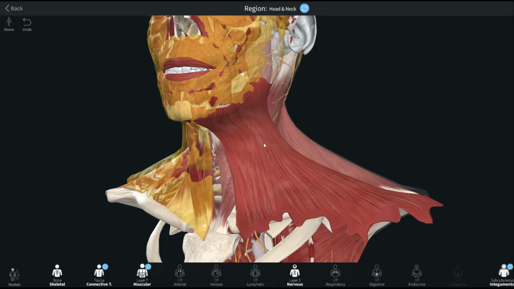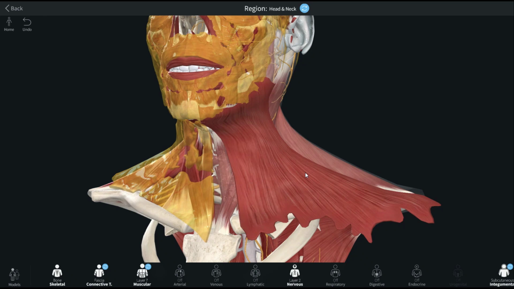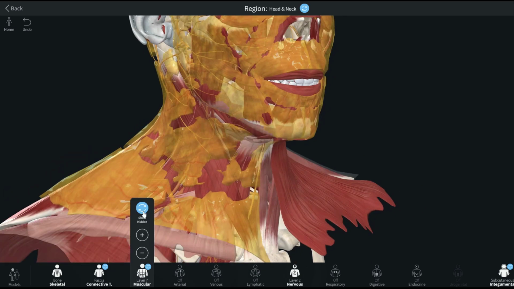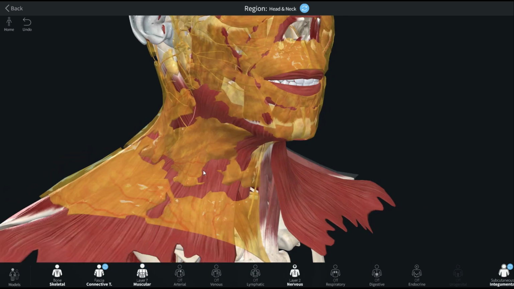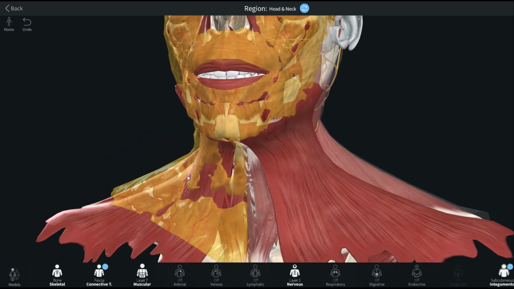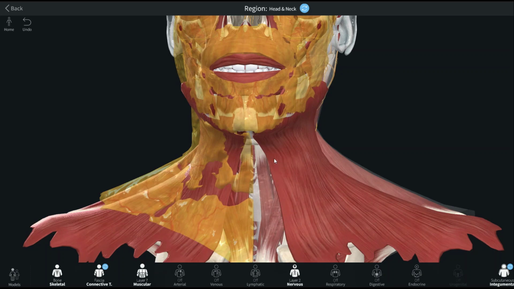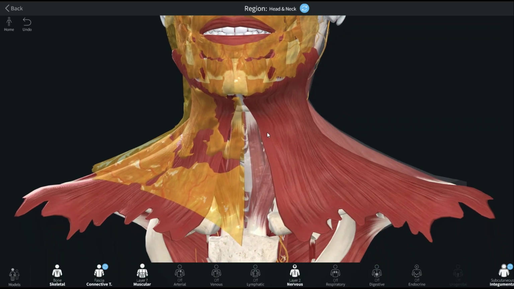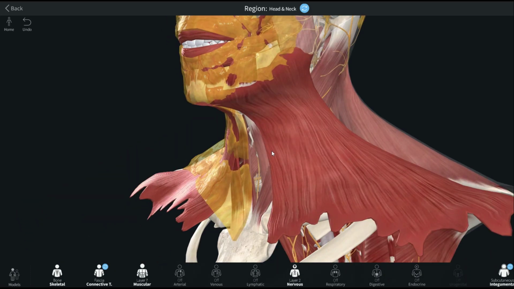As you can see here, this platysma is only one part, one-sided platysma. This is the left platysma, and over here there will be the right platysma. Let me bring it up. So this is the right platysma. Okay. So let's talk about the features of this muscle.